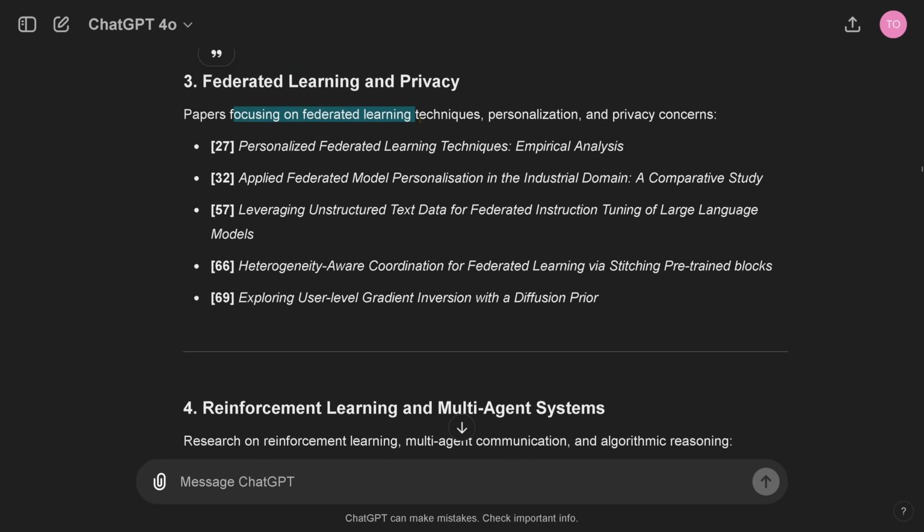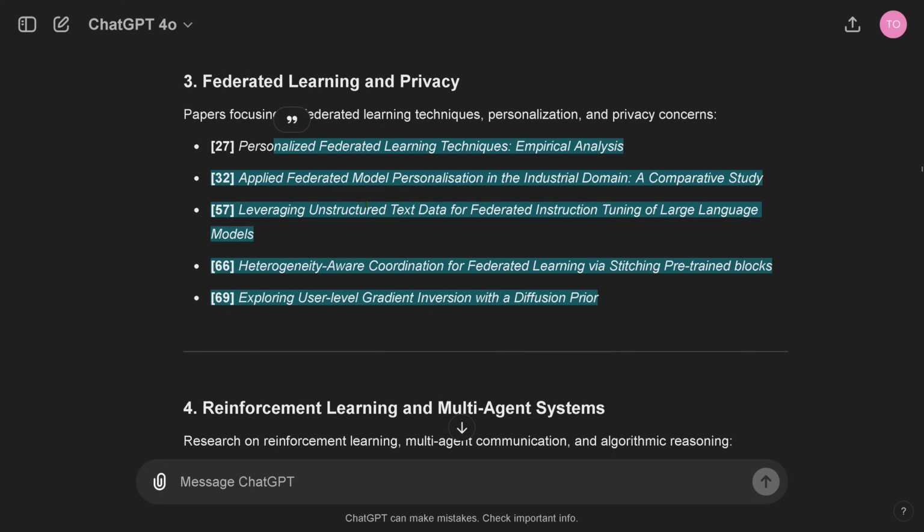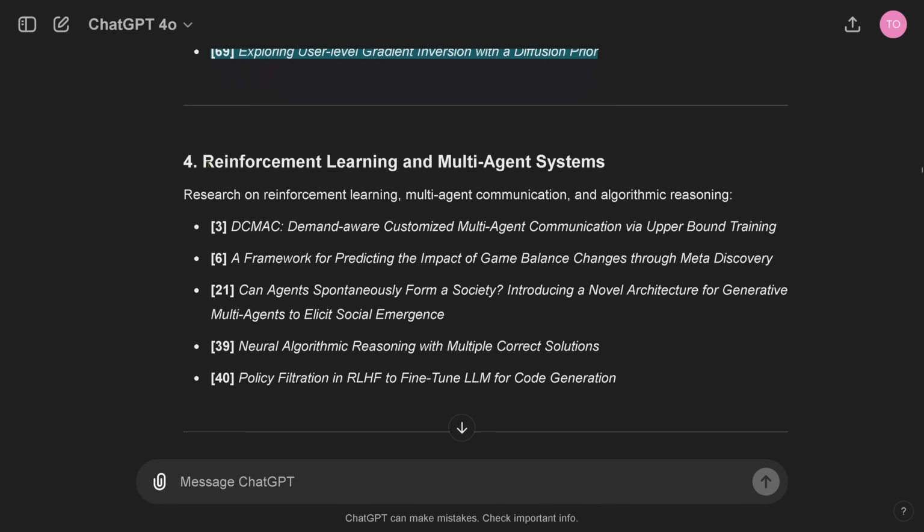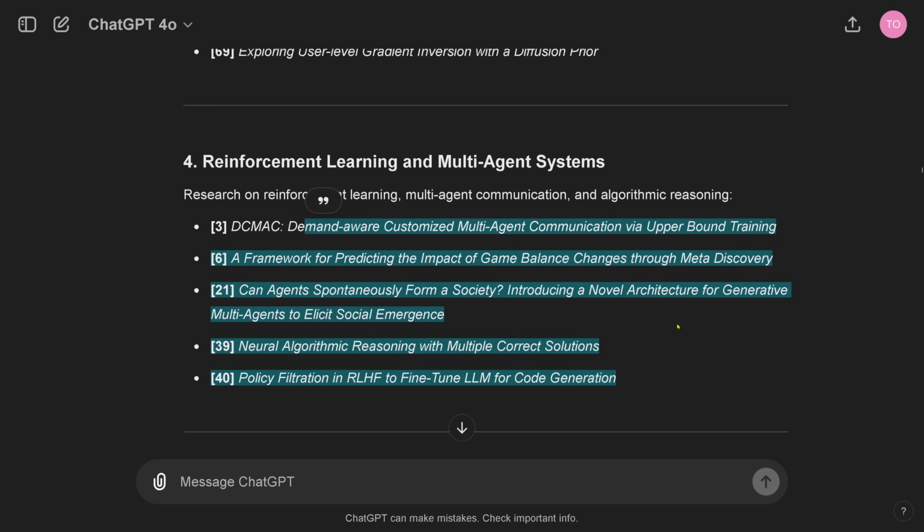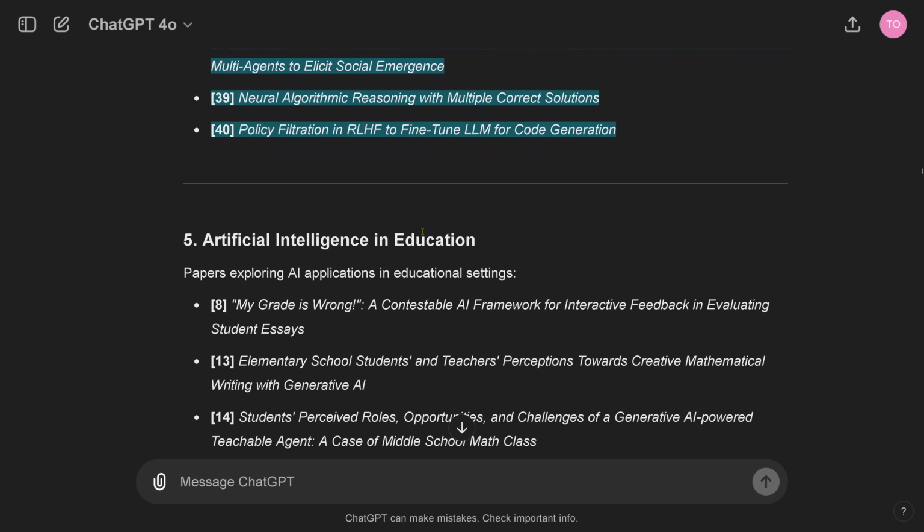Papers focus here on federated learning techniques, personalization and privacy concerns. And yeah, indeed, those are the papers that I also have seen. Fourth cluster, reinforcement learning and multi-agent system. Yes, multi-agent, you know this, I have a lot of videos on this. And then artificial intelligence in education.